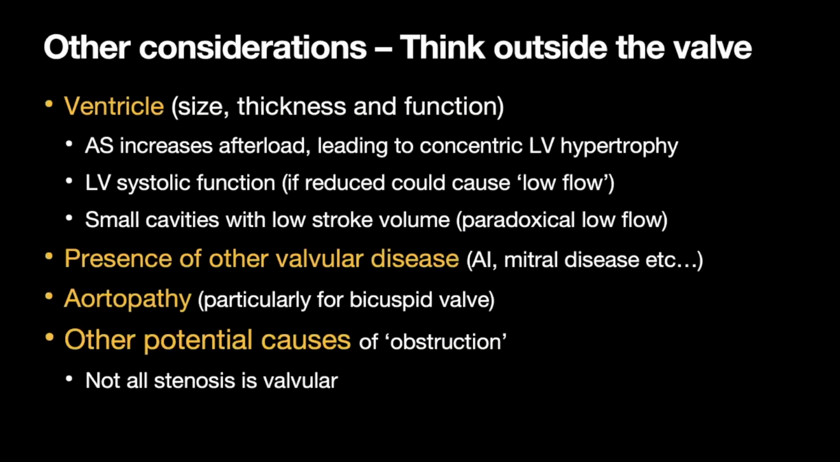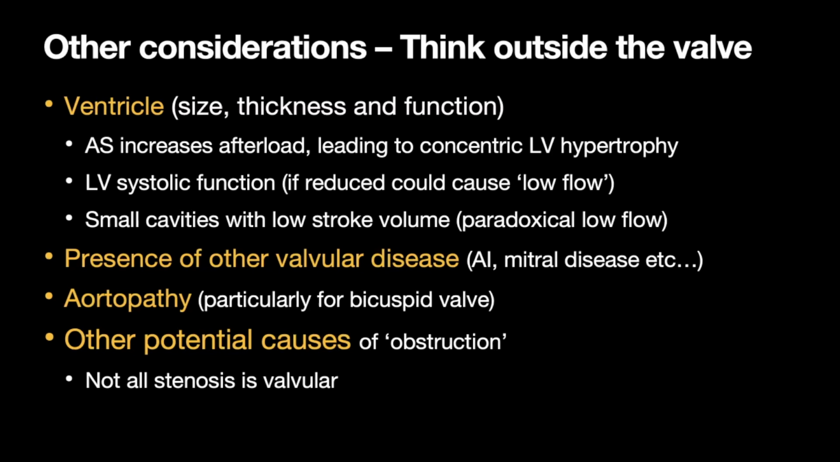Some other important considerations when you're assessing aortic stenosis. Obviously, you want to complete the entirety of the assessment of the heart in the echocardiography study, but you need to think outside the valve. So the ventricles can be affected and can also affect your gradients. The size, thickness, and function of the LV are important to look at. Severe aortic stenosis increases afterload, which can lead to concentric LV hypertrophy as a consequence. If the LV systolic function is reduced, it can cause low flow. A small or hypertrophic cavity with low stroke volumes can give you paradoxical low flow, as we talked about.